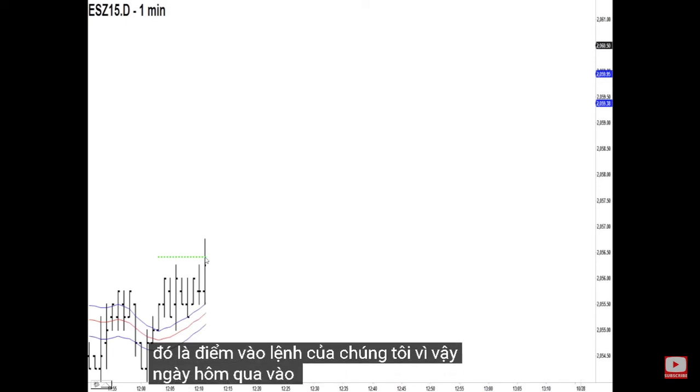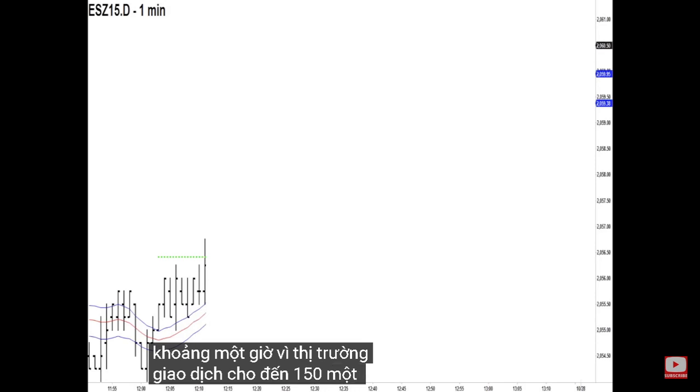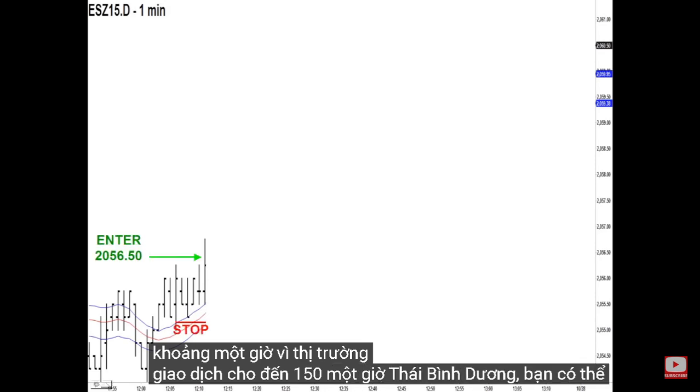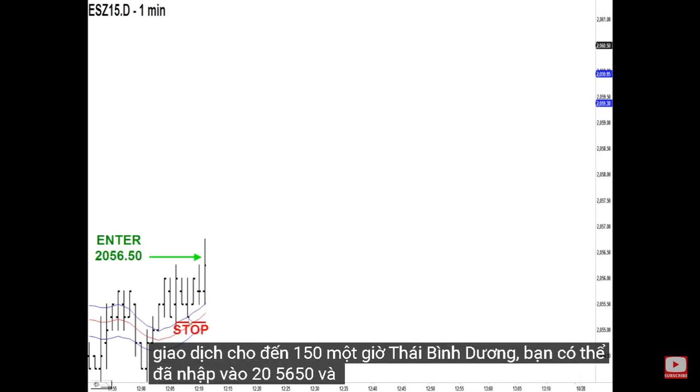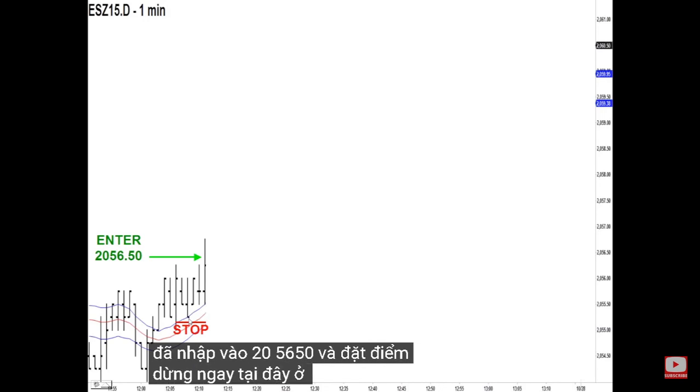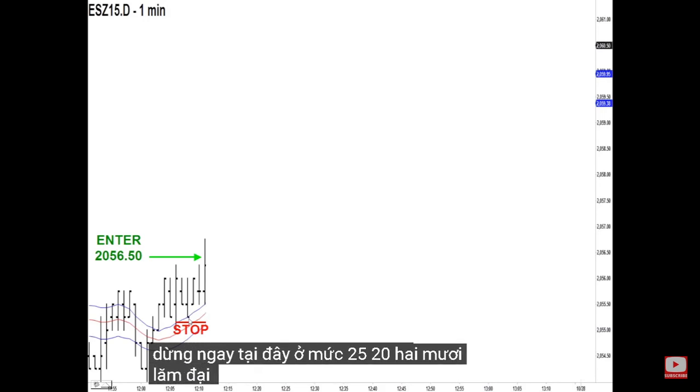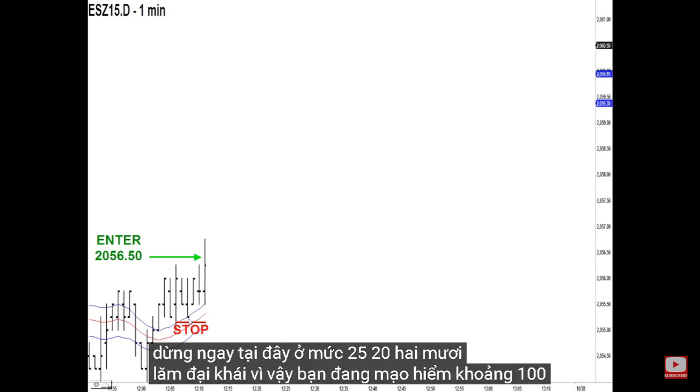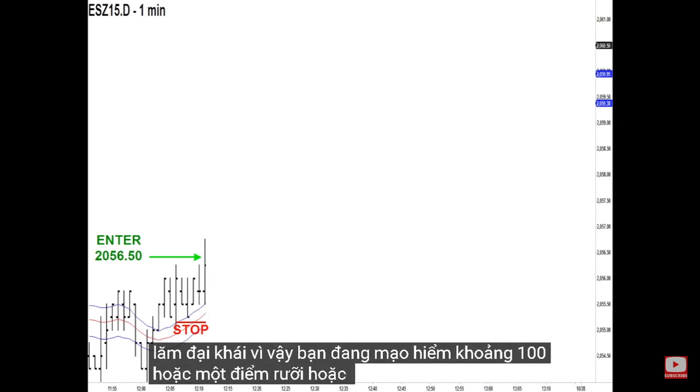So yesterday, at roughly 10 minutes after 12 Pacific time, about 50 minutes before the close of the market, or roughly an hour because the market trades until 1:15 Pacific time, you could have entered at 20.56.50 and placed your stop right here at 20.55 roughly. So you're risking about 1.5 points or $75.